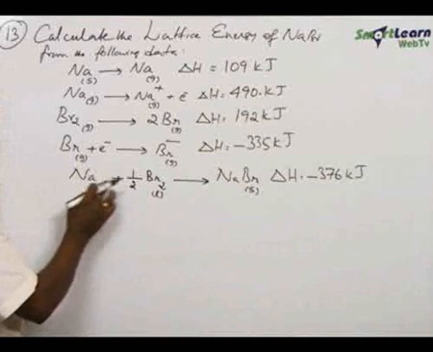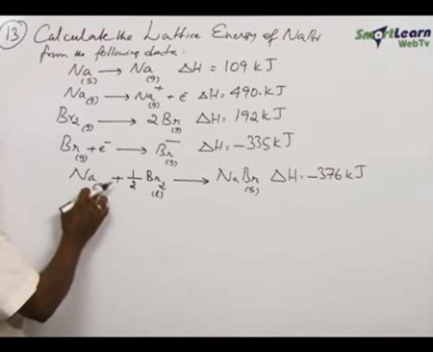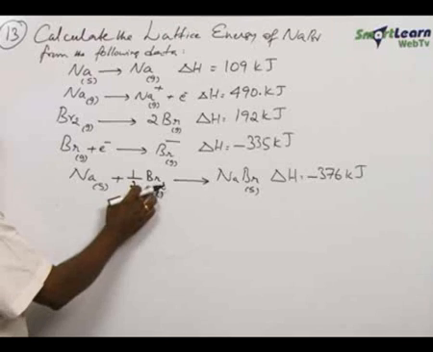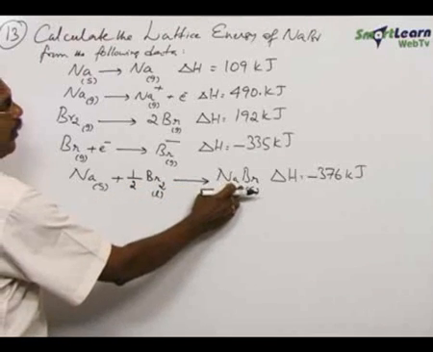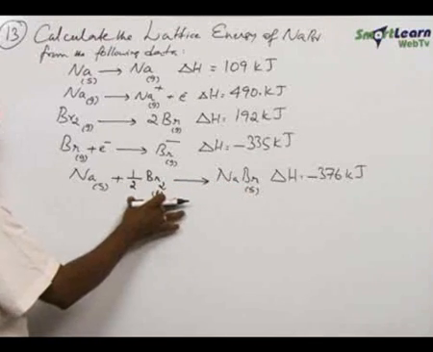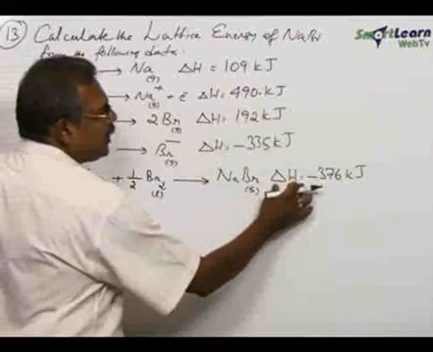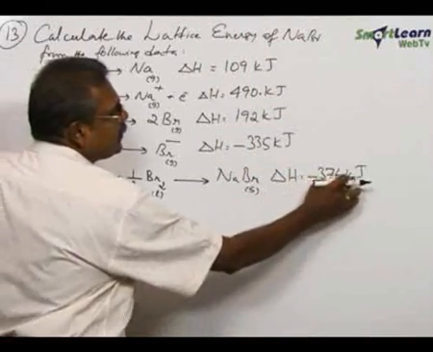And another equation: sodium solid plus half Br2 gives NaBr solid. So this is the overall reaction. For this, del H value is minus 376 kilojoule.